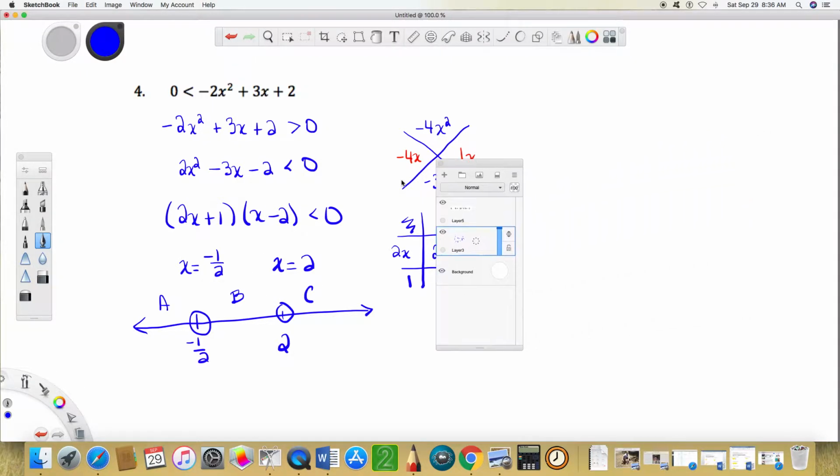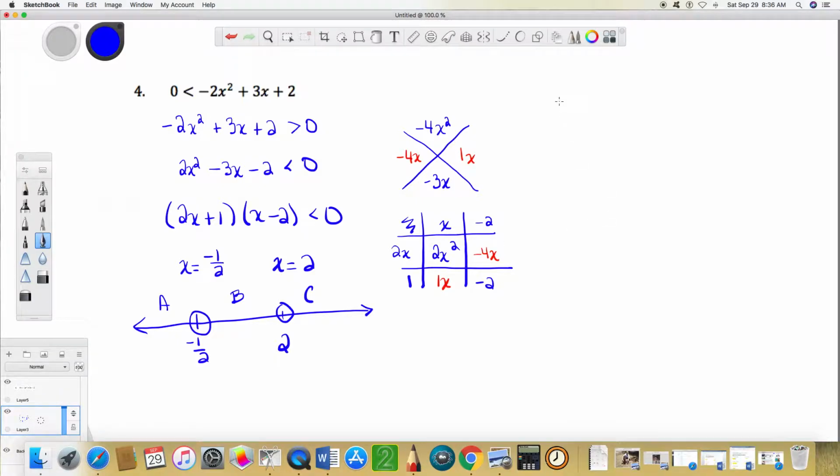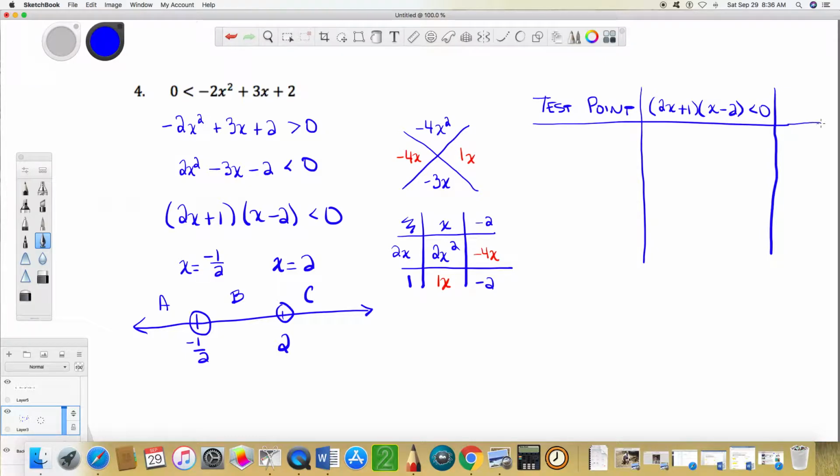So I'm going to come over here and make a table. The first column of my table, I'm just going to label it a test point. My middle column, I'm just going to copy the expression that I have in factored form. And the last column of my table, I'm going to call it my truth column.